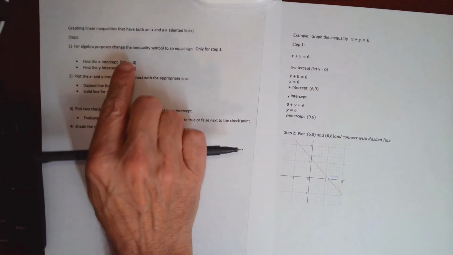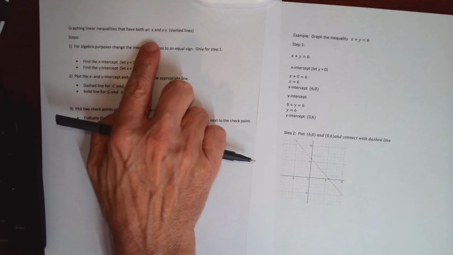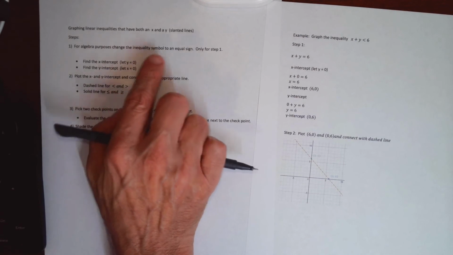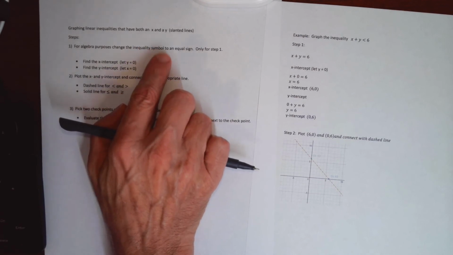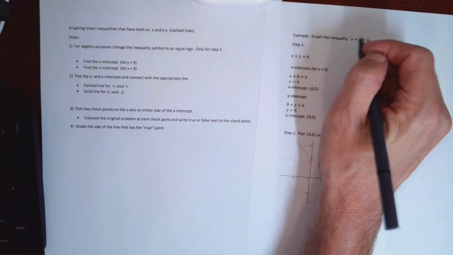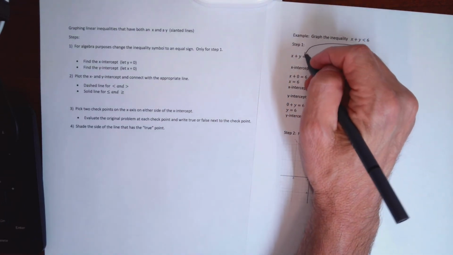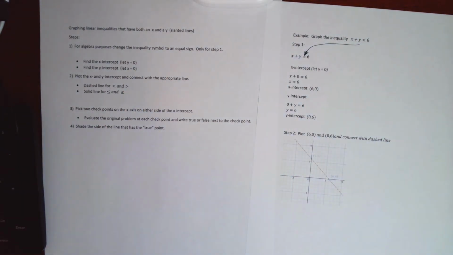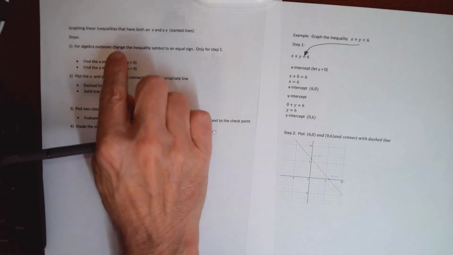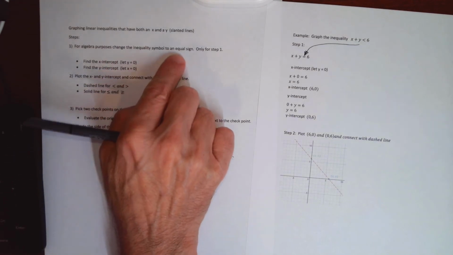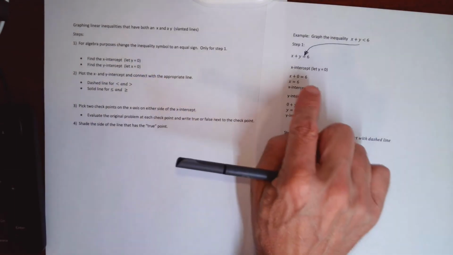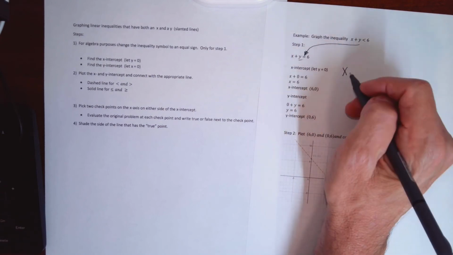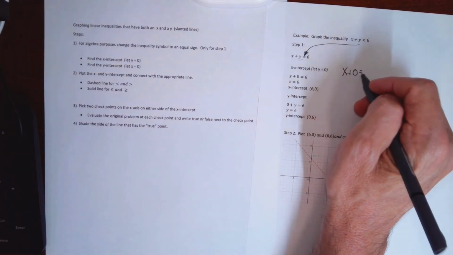To get started, to graph an inequality that has both an x and a y, find the x-intercept and find the y-intercept with the problem changed to an equal sign. So temporarily, I'm going to change the inequality to an equal sign to find the intercepts, only on step 1, and then I'll go back to the inequality symbol. Find the x-intercept by letting y equal 0. So I plug into my x plus y equals 6, I plug in 0 for y.